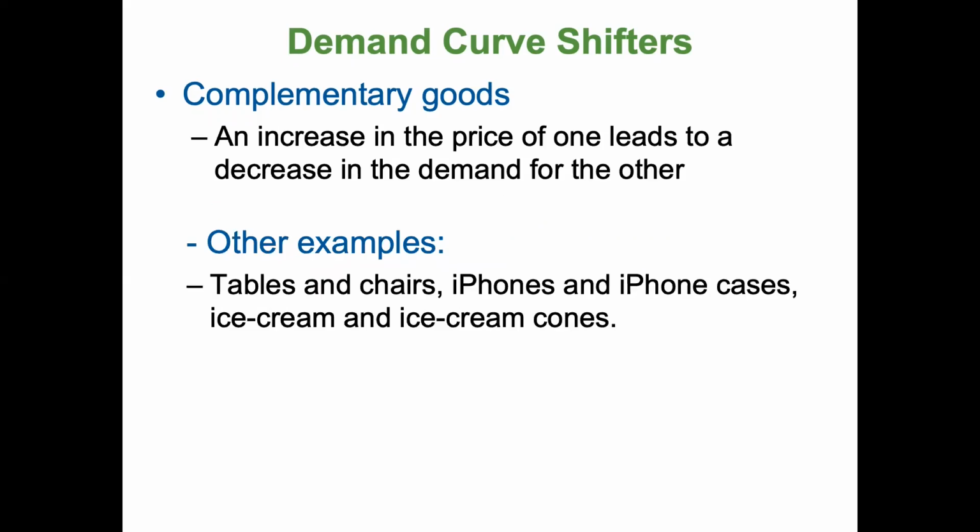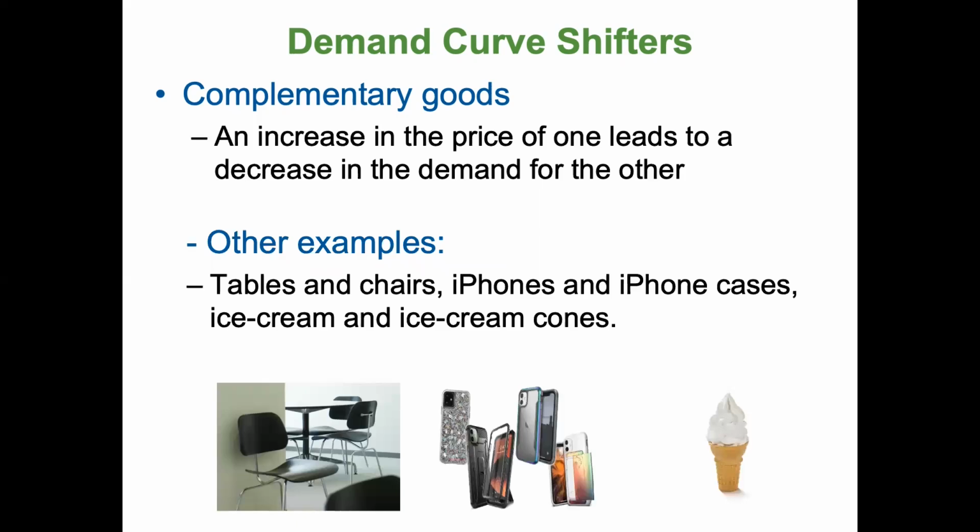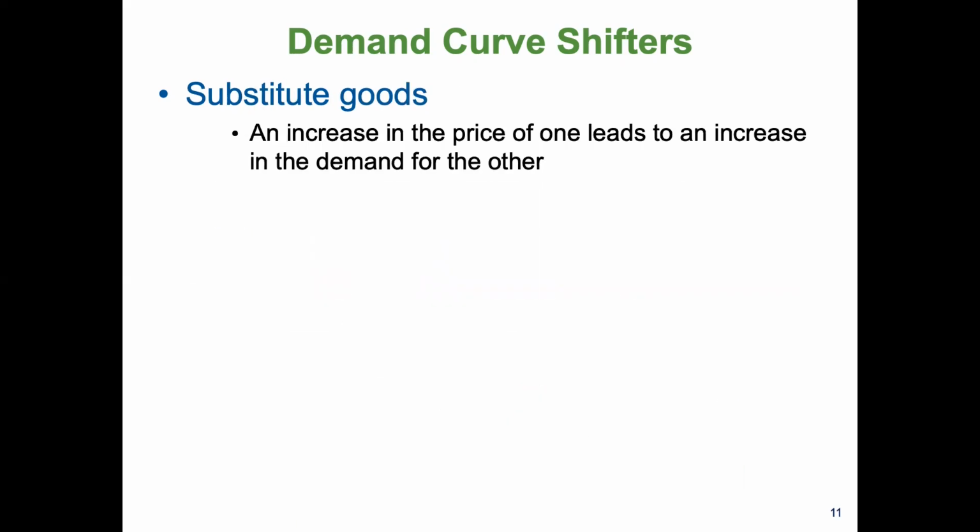Other examples of complements include tables and chairs, iPhones and iPhone cases, ice cream and ice cream cones. A fourth factor is substitute goods. Substitutes are goods that you can buy either one or the other. So an increase in the price of one leads to an increase in the demand for the other.